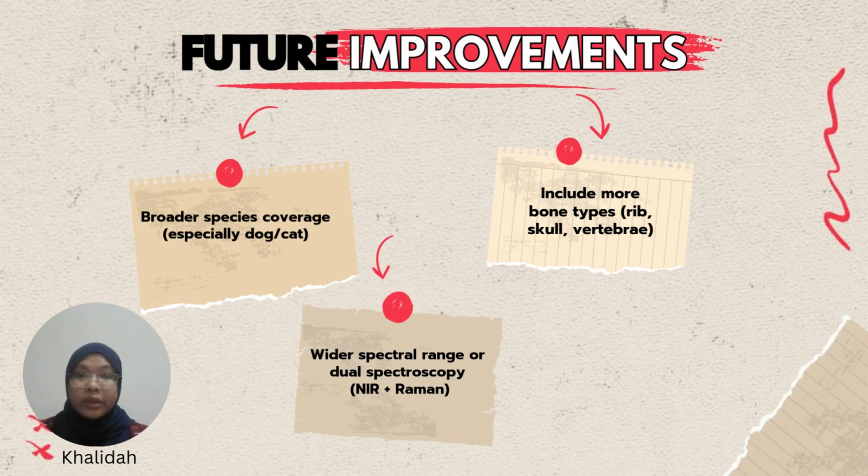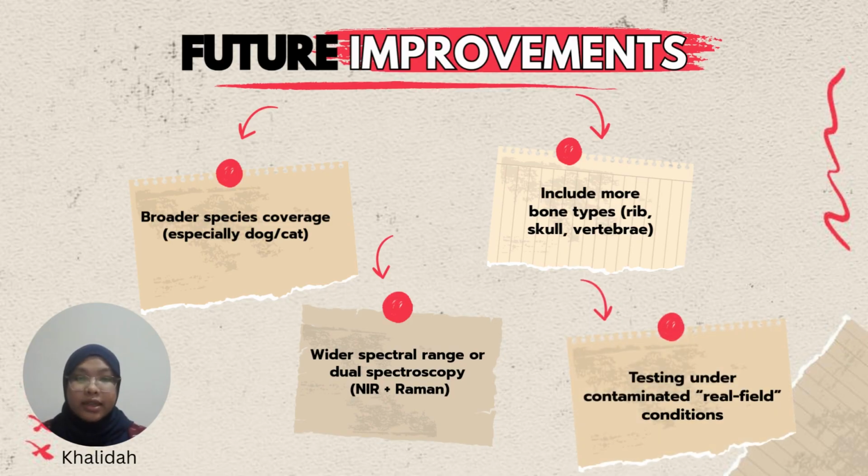Technically, accuracy could be improved by using NIR devices with wider spectral ranges, such as 900 to 2500 nanometers. A broader range captures more chemical information. Another useful step is combining NIR with other methods like Raman or mid-IR spectroscopy to create a more complete chemical profile of the bone. Lastly, the model should be tested under real forensic conditions.